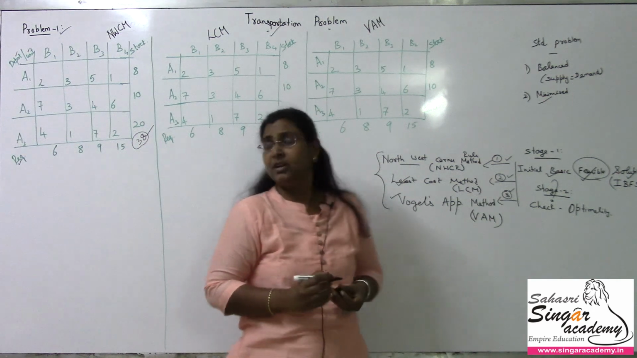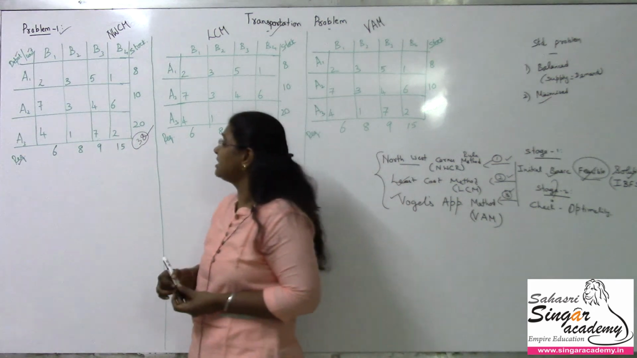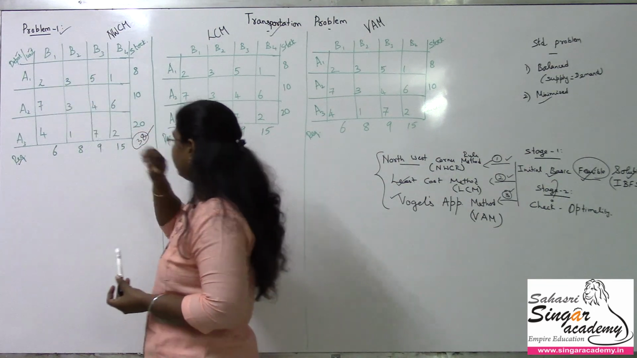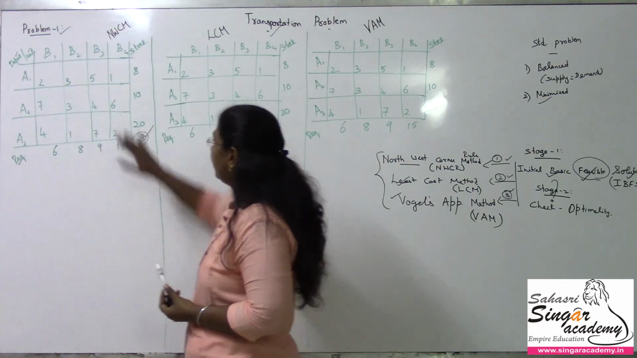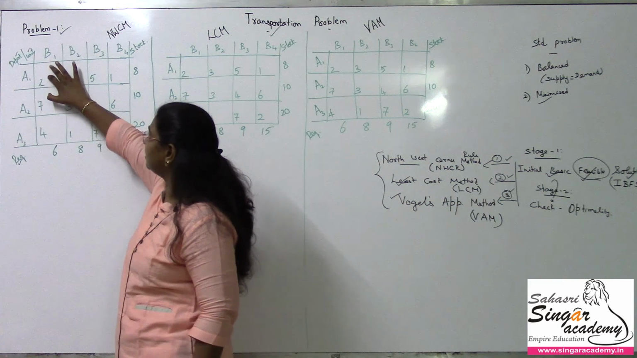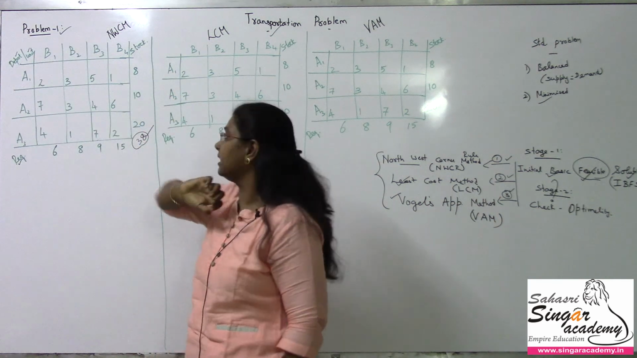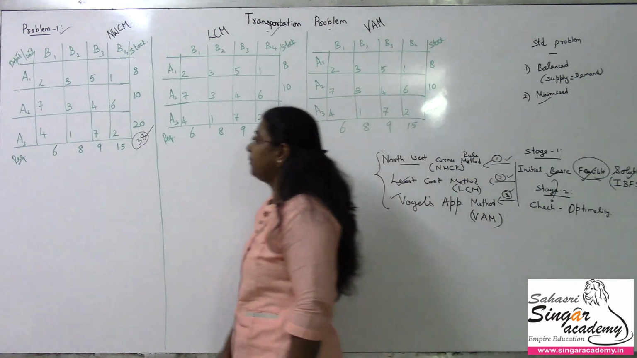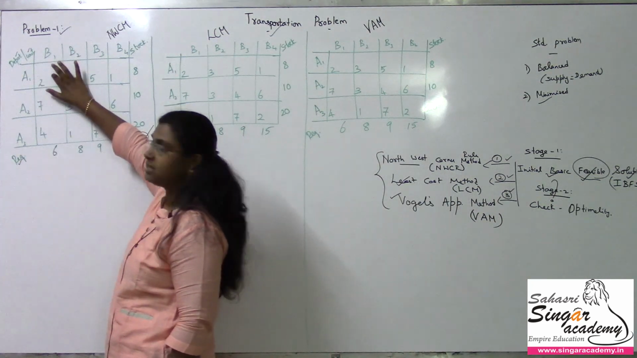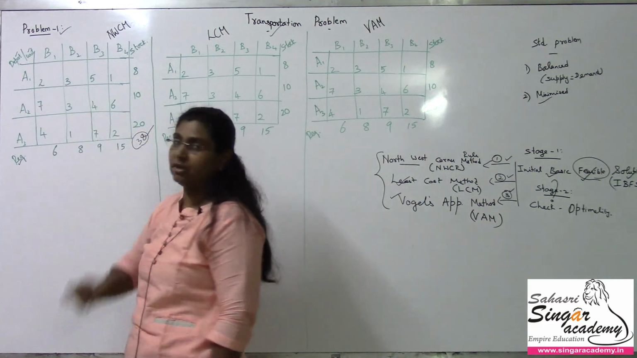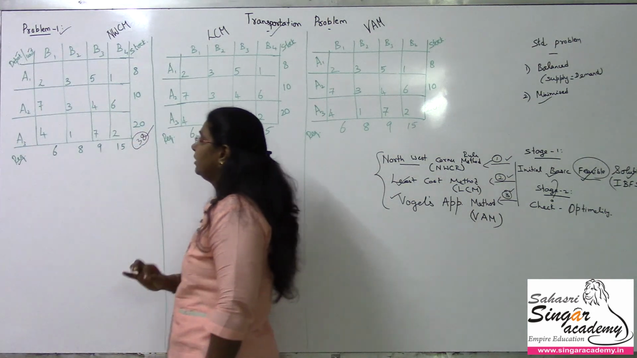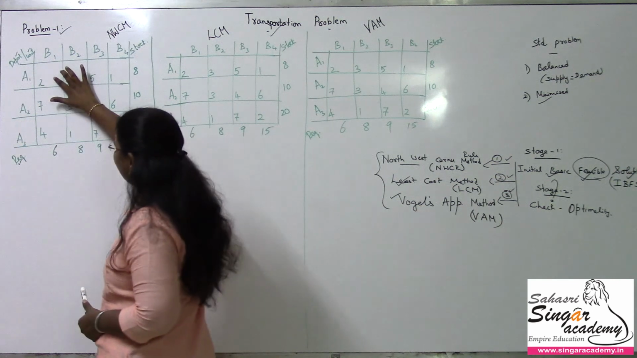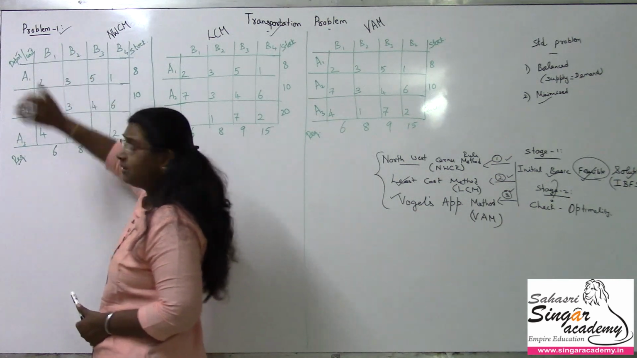Ogle's approximation. We'll go into detail. In the first case, if you see the body of the table, the top left corner is taken as the northwest corner. The top left corner is here. Is it okay? This is the northwest corner. We'll try to allocate it. Try to understand the problem. This cell is with respect to B1 and A1. Am I right? B1 and A1.